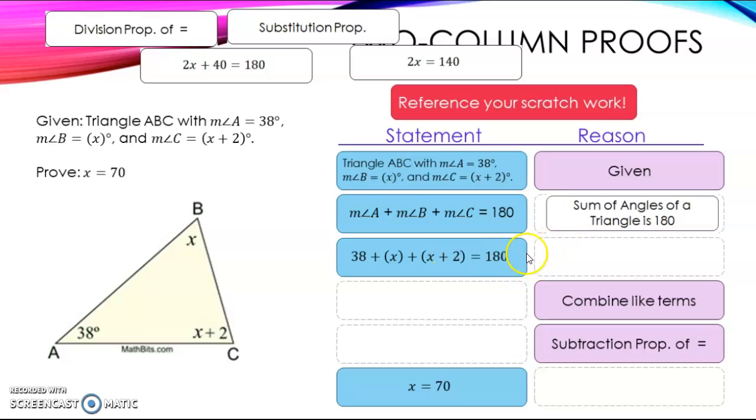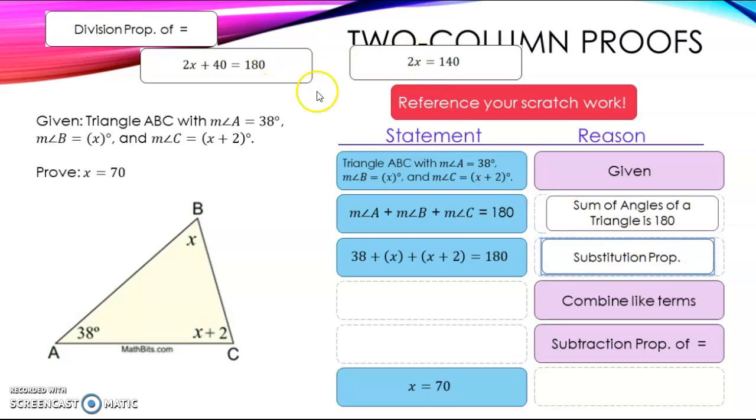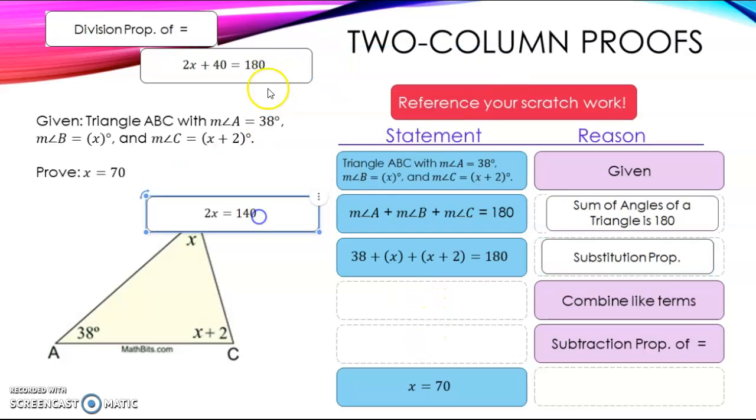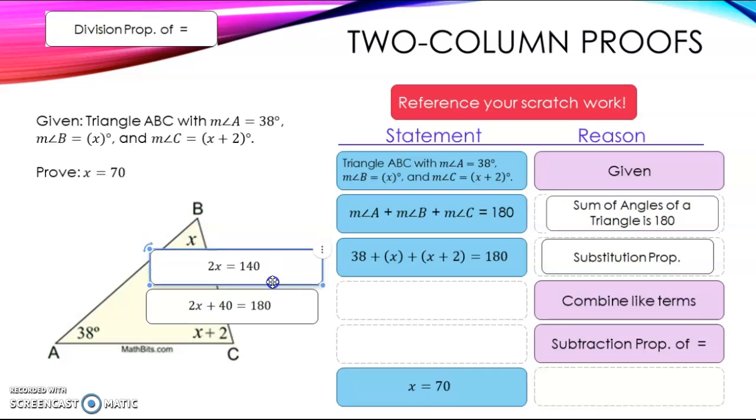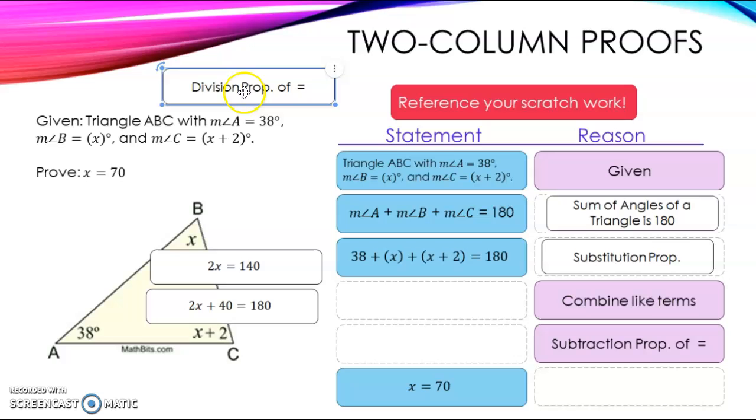So let's look at the proof. How did they get this step here? Well, you might recall from our scratch work that we took A plus B plus C equals 180, and we had to replace those values in there. So that's going to be substitution. And the nice thing about statements is there's usually equations involved with them. So I can conclude that these two are going to be on my statement side, and my one last reason is probably going to be at the end in this missing spot here.